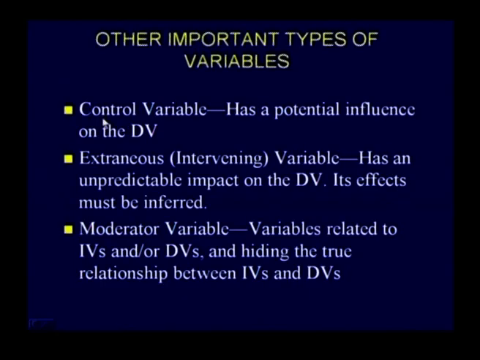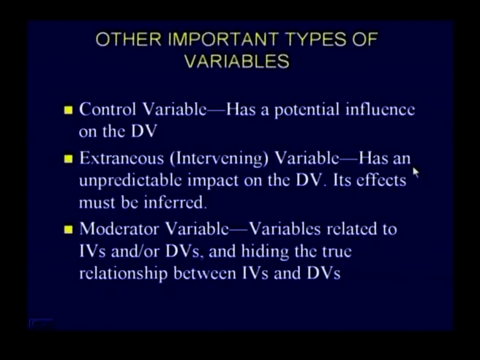There are other important types of variables. One type of variable is called control variable, and it has a potential influence on the dependent variable. So what do we do with this variable? We control this. We do not let control variable impact the values of dependent variable. That's why it's called control variable. The other important type of variable is called extraneous variable or intervening variable. Intervening variables have unpredictable impact on dependent variable, and they cannot be controlled. That's why they are called intervening variable or extraneous variable.